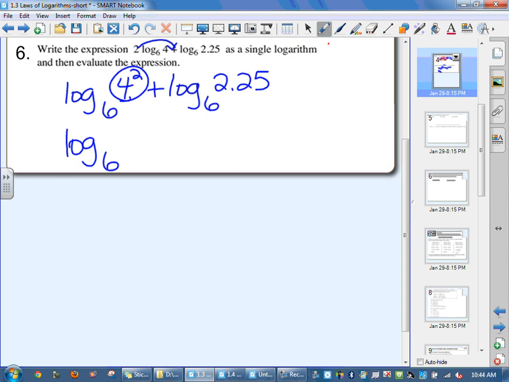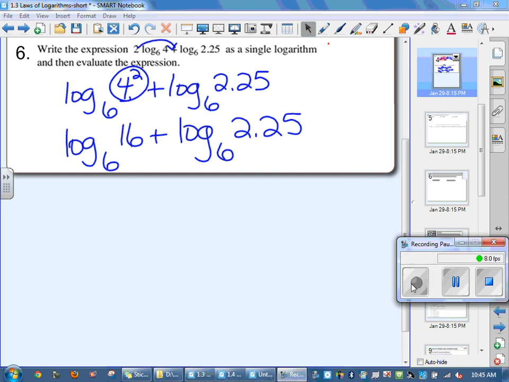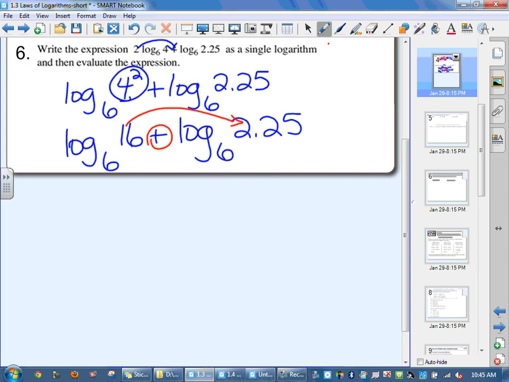If you're able to skip those steps and you know that 4 squared is 16, at this point, because I'm plussing, all you're doing is multiplying the big numbers. So you're going to multiply 16 times 2.25. So we get log base 6 of 16 times 2.25, which gives us 36.